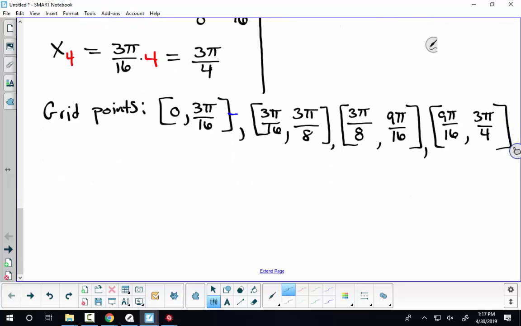So then, I guess step 2 is to start evaluating left, right, and midpoint Riemann sums. Let's just do the right Riemann sum.